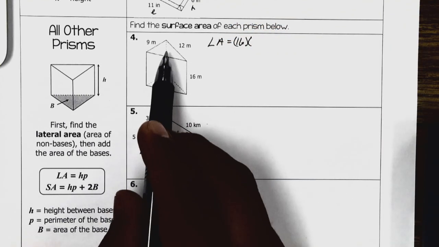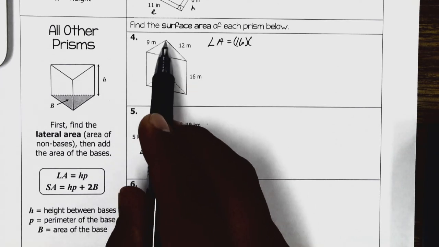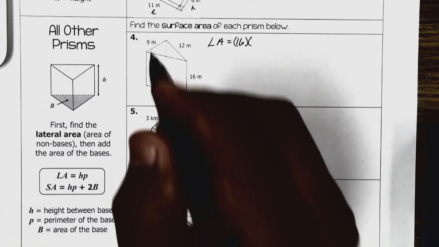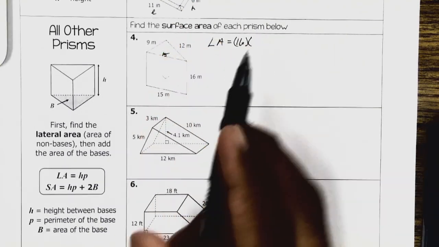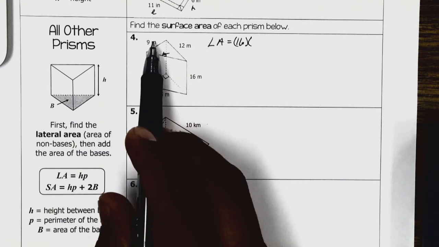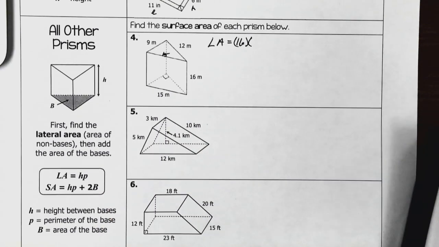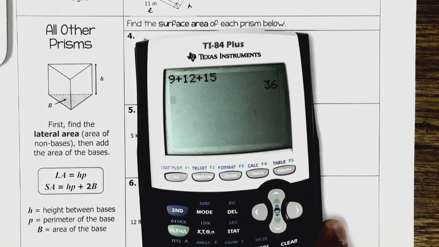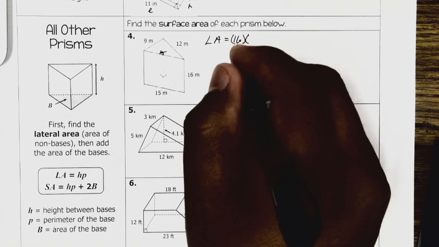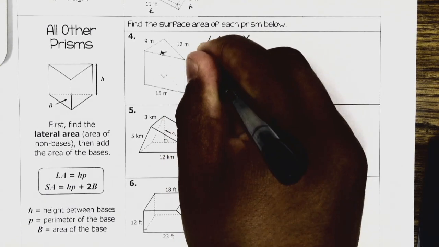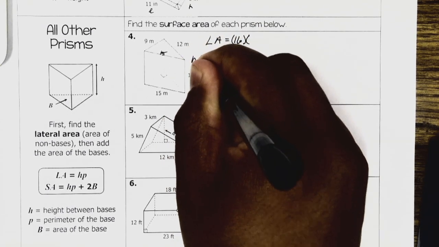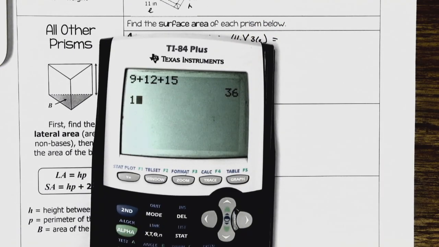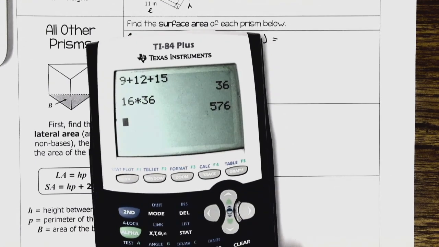Now the perimeter is the base of the prism, which in this case is the triangle. So this side is 9, this side is 12. They tell you that this side right here is 15, which means that this side right here is also 15. So all you have to do is add 9 plus 12 plus 15, and that gives you your perimeter. So add those together, and that gives me 36. So perimeter is 36. I'm going to write here. So H is 16. Perimeter was 36. So if I want to calculate my lateral area, it's just 16 times 36, which is 576.